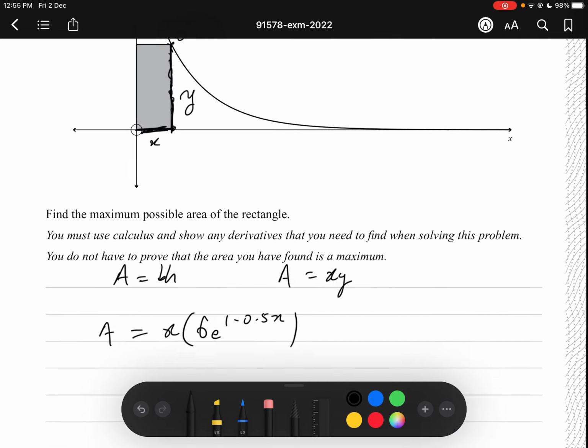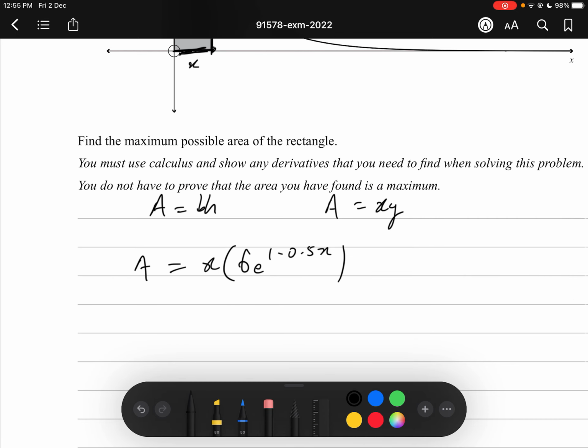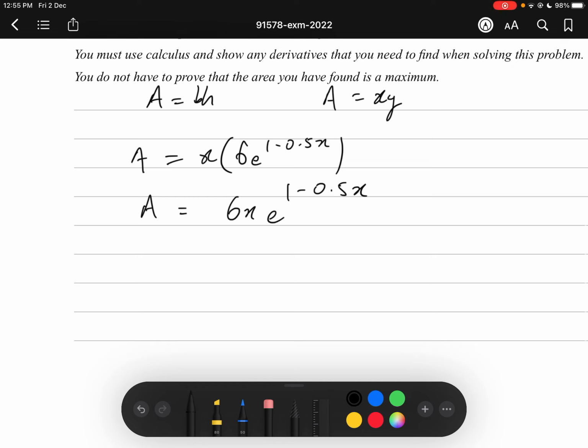See if I copy that down correctly. So area equals 6x e to the power of 1 minus 0.5x. And let's find the derivative and make it equal to 0 to find the maximum.